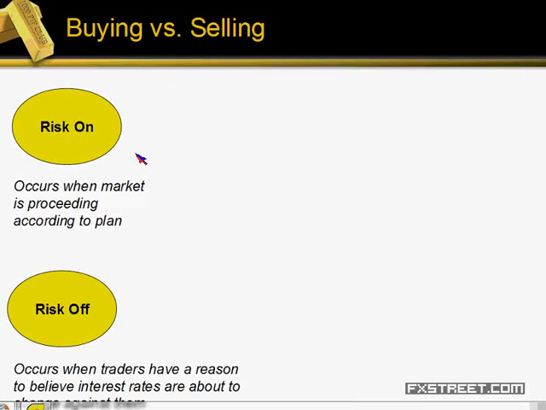That occurs when something happens, the market is not trading according to plan, or according to the interest rates, and now you will hear it referred to as risk off or as flight to quality. And we have a different terminology for it, and I'll give you that in just a minute.